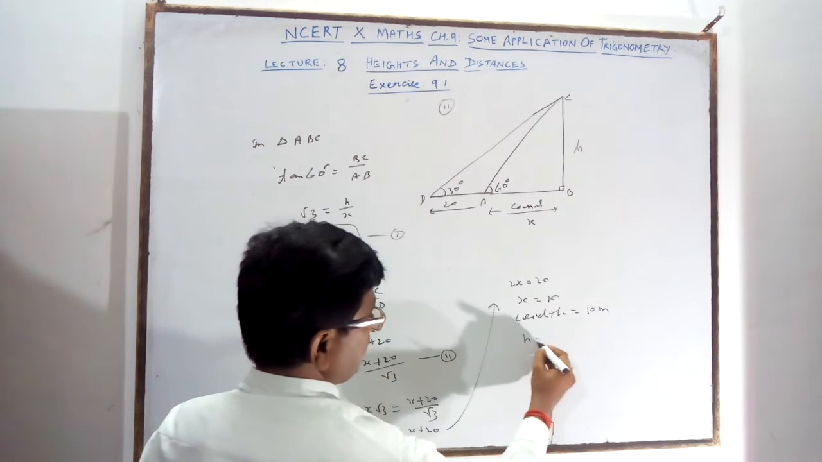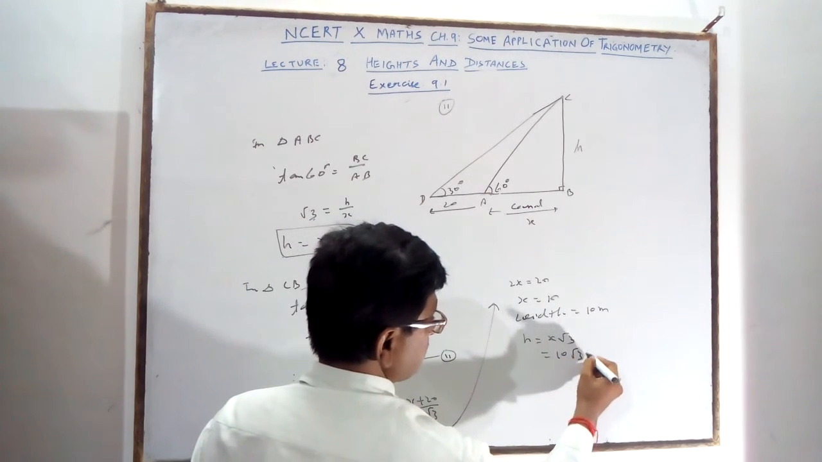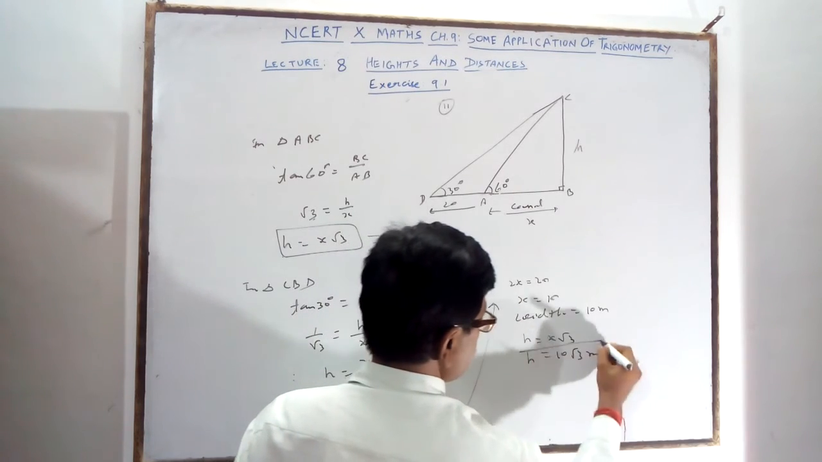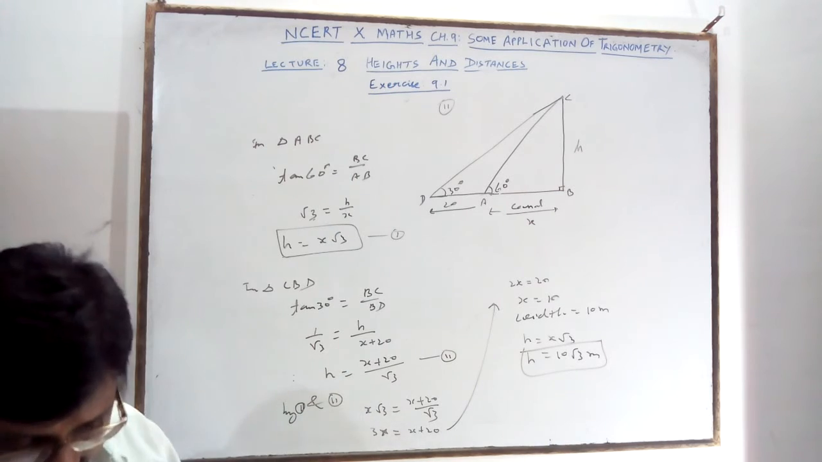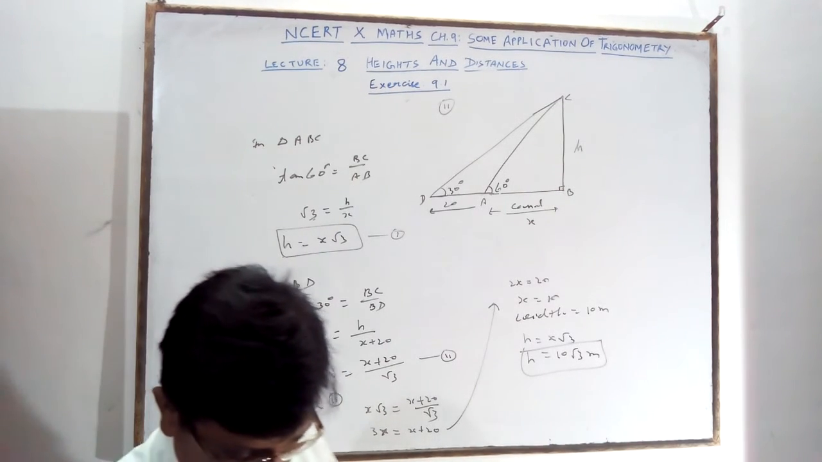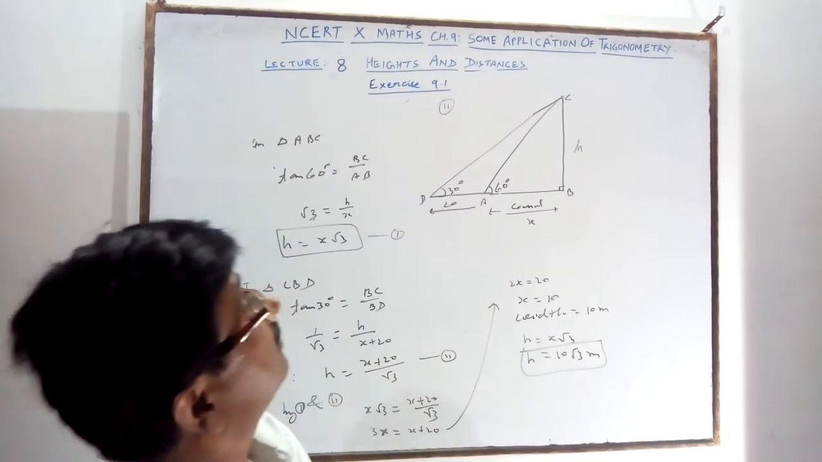And height of the tower is x root 3, that is 10 root 3 meter. It is your height of the tower. You are getting width of the canal 10 meter and height of the tower is 10 root 3 meter. Question 12.